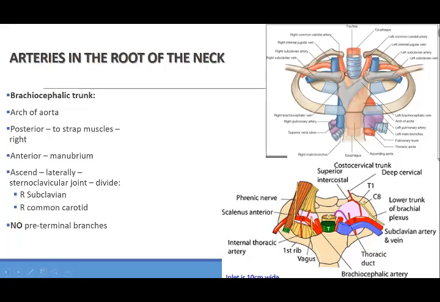Before its division into the right common carotid and the right subclavian, the brachiocephalic trunk does not give any named branches. So there are no pre-terminal branches. Pre-terminal branches means branches before the termination of the blood vessel. Have a look here, dividing approximately behind the sternoclavicular joint, it divides into right common carotid and right subclavian.